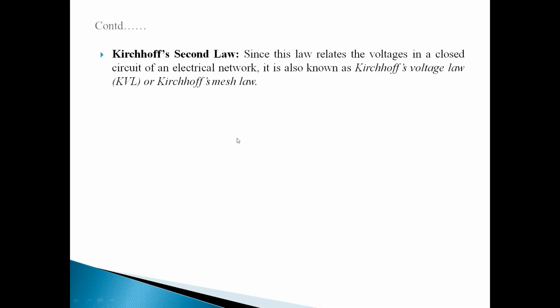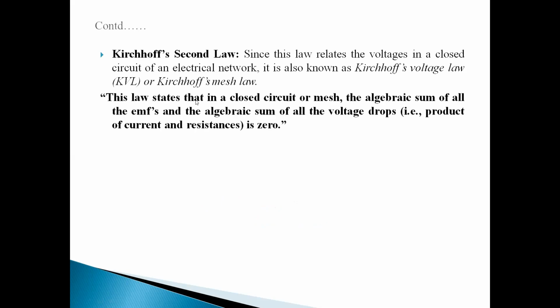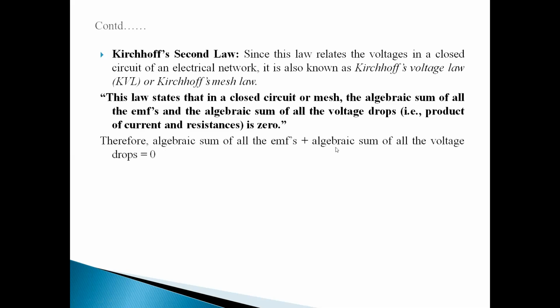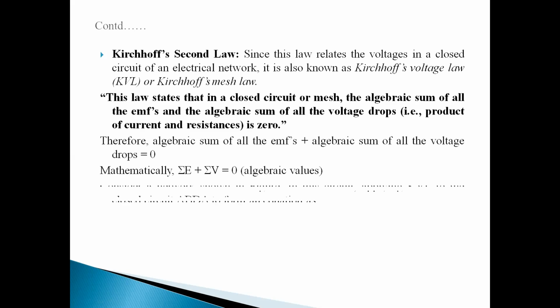Okay, so what does the second law say? It says that in a closed circuit or mesh, the algebraic sum of all the EMFs and the algebraic sum of all the voltage drops is zero. Voltage drop means the product of current and resistance. Mathematically, we can write the summation of EMFs plus the summation of voltage drops is equal to 0.